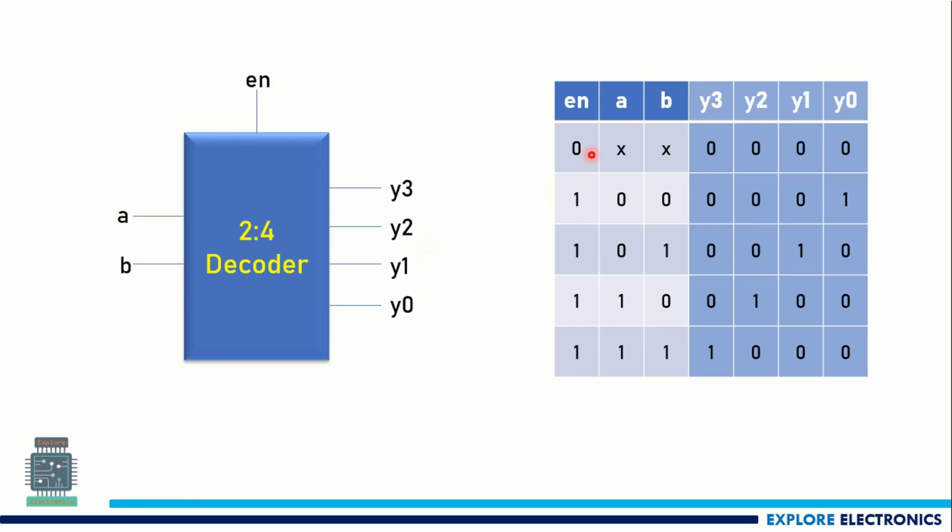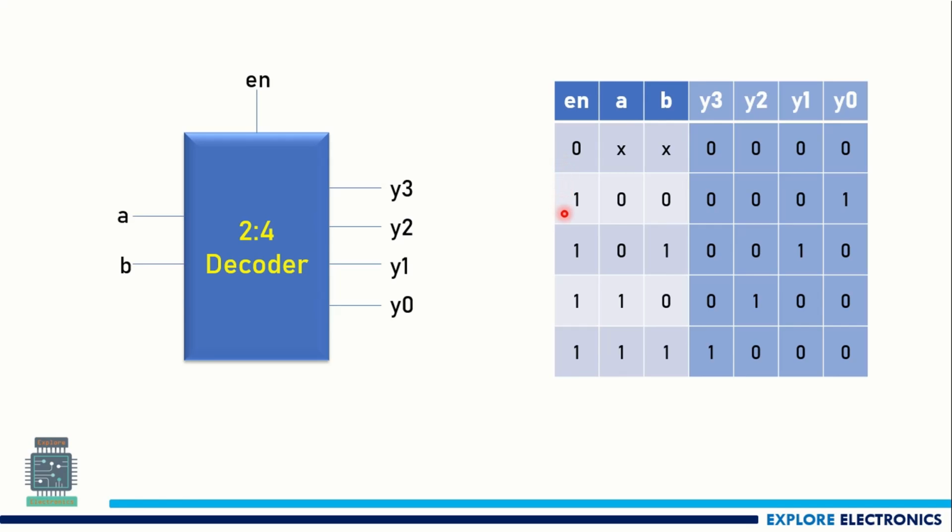If you look at the truth table here, you can see enable is equal to 0 and AB is XX, meaning irrespective of the value of AB, outputs will be 0, 0, 0, 0. When enable is equal to 0, you can't expect the decoder to decode the inputs to get the desired output. So output will be 0 for any input AB when enable is equal to 0.